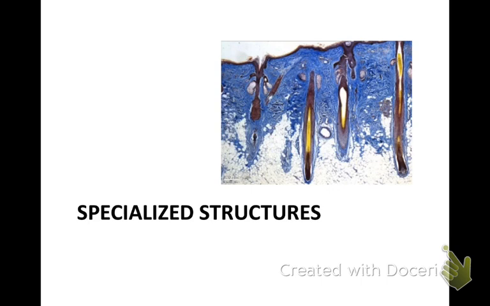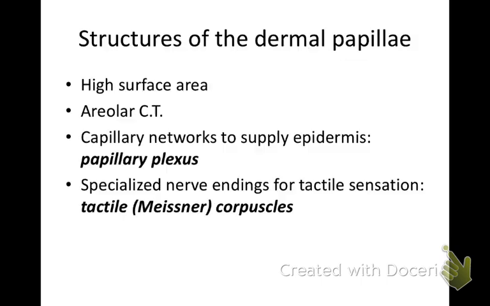Okay, so now we're going to focus on our specialized structures. This includes the hairs, but more importantly the glands. And we're going to start with the dermal papillae. We do consider them structures of the dermis. Again, they're highly folded. That gives them a lot of surface area. It's that thin, fragile, areolar connective tissue that contains the capillary network to supply the epidermis.